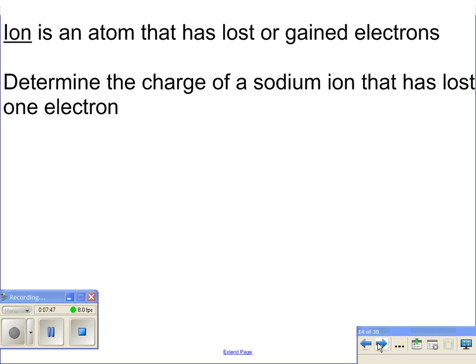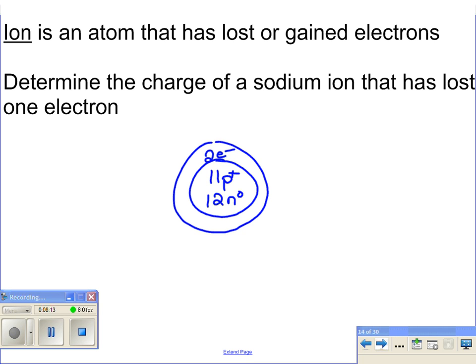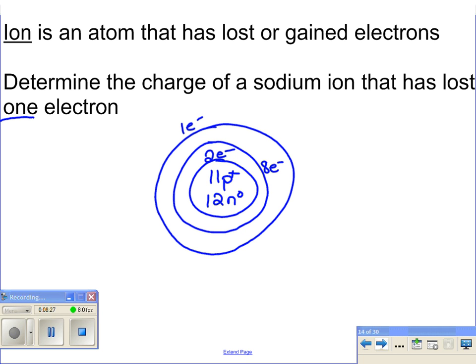So if we look at a sodium atom, it has 11 protons and 12 neutrons in the nucleus. Then it has a total of 11 electrons. So we can see 11 positive and 11 negatives. 11 minus 11 gives us an overall charge of 0. So this is the atom.